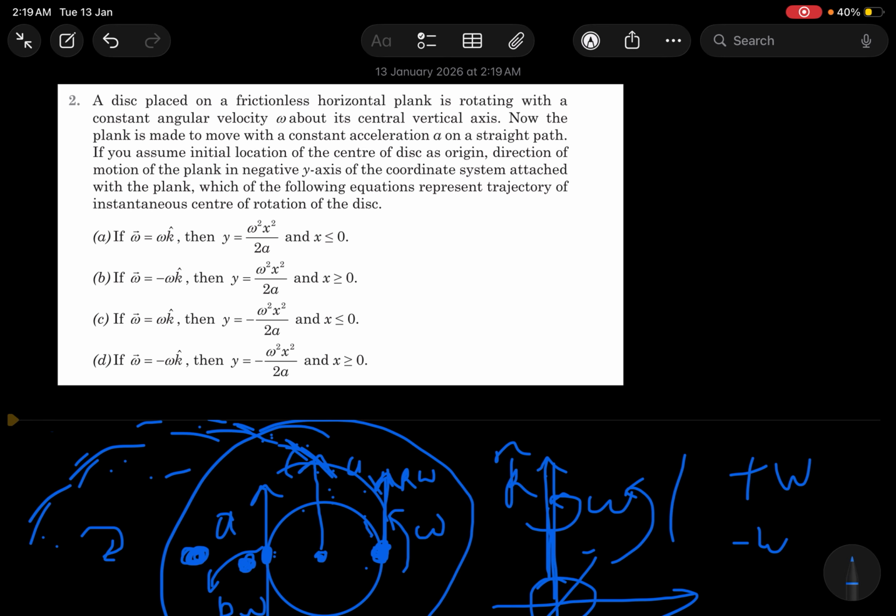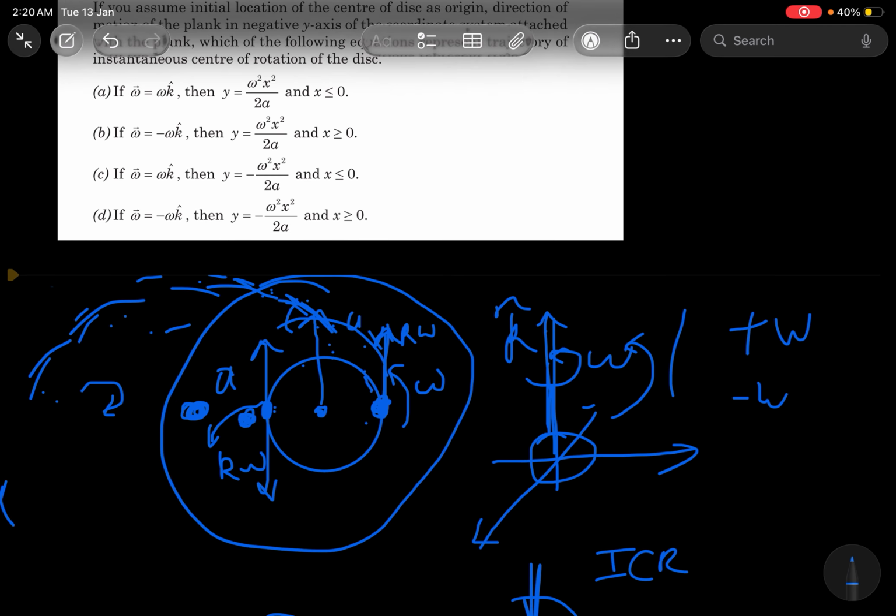I think I explained it pretty well. I hope you understood the question. They were asking the equation of trajectory of the instantaneous center of rotation. Now, first of all, you need to know what that is.